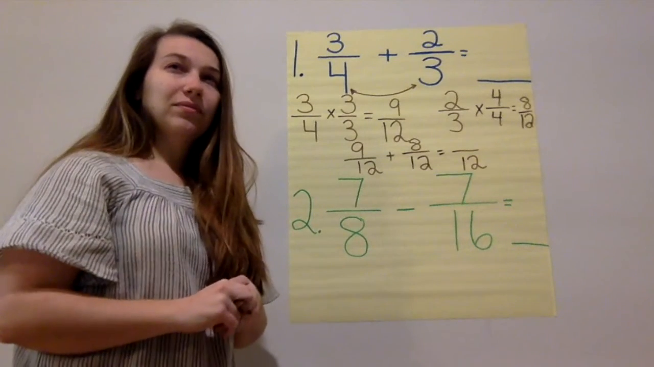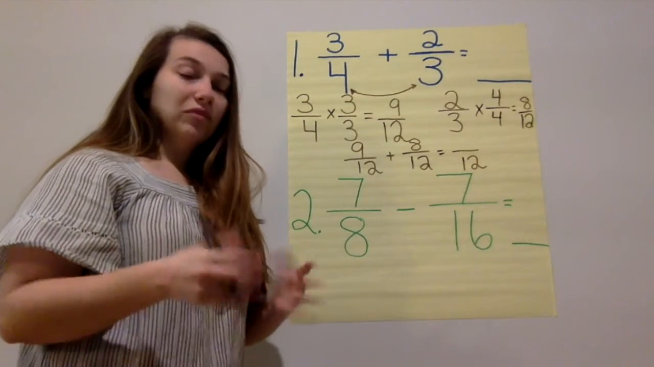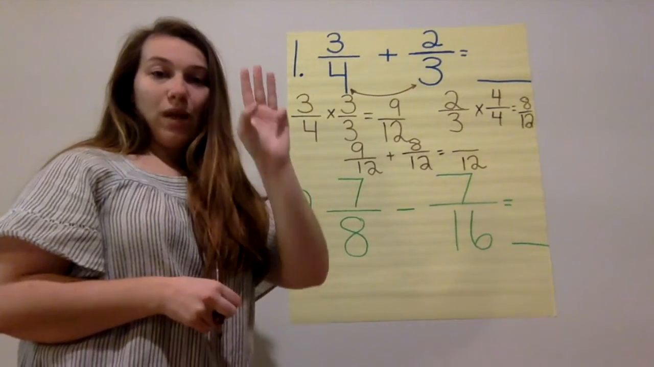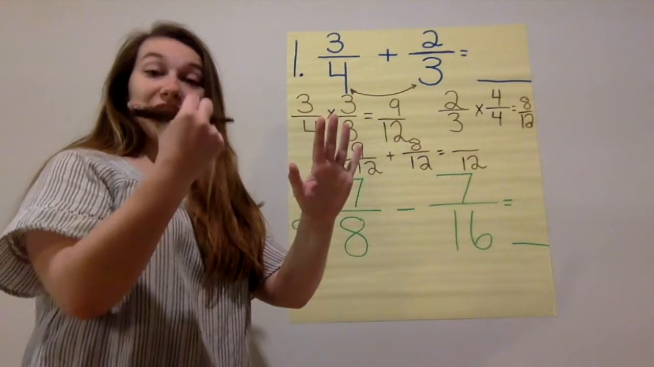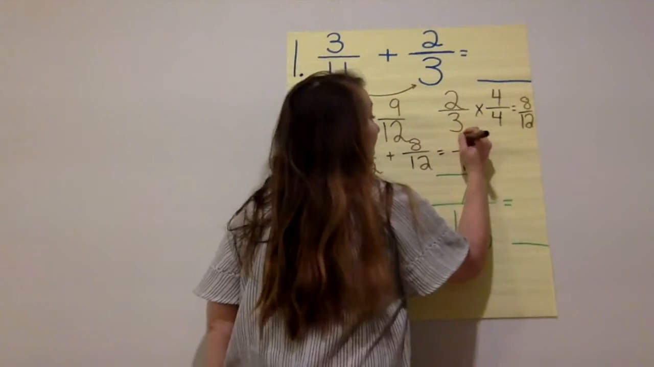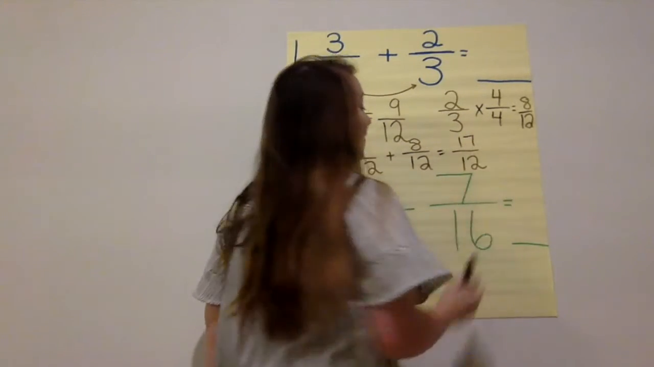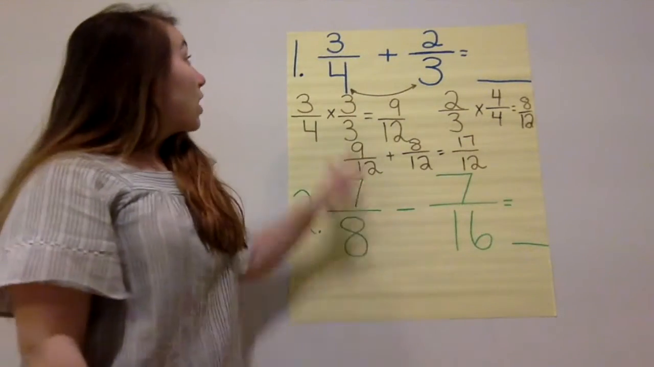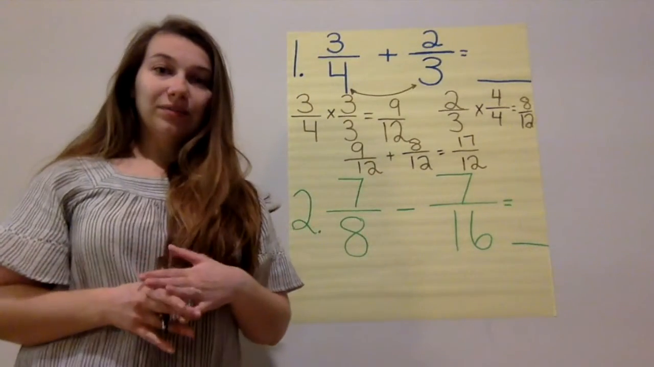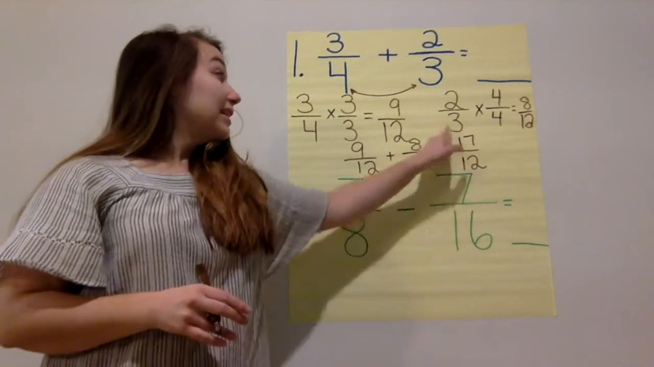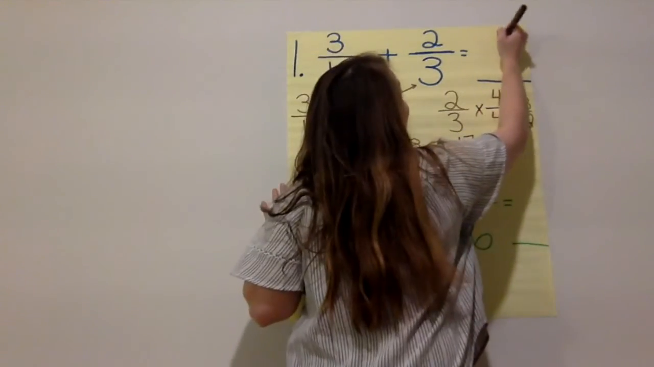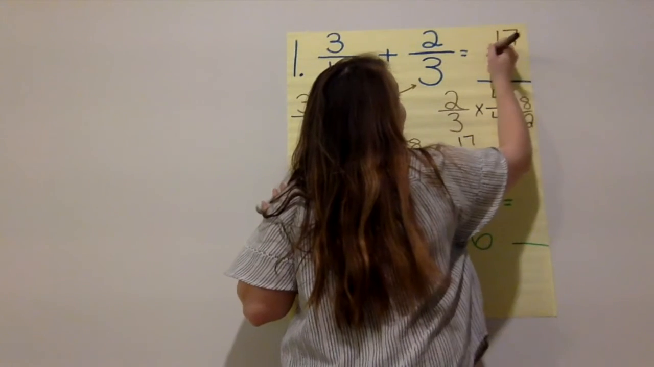Think for a second. If you need to count, that's fine. We start with 9, 10, 11, 12, 13, 14, 15, 16, 17. So 9 plus 8 equals 17. And so 3/4 plus 2/3, what's going to be our answer? 17/12. All right, so we can go ahead and put that here.